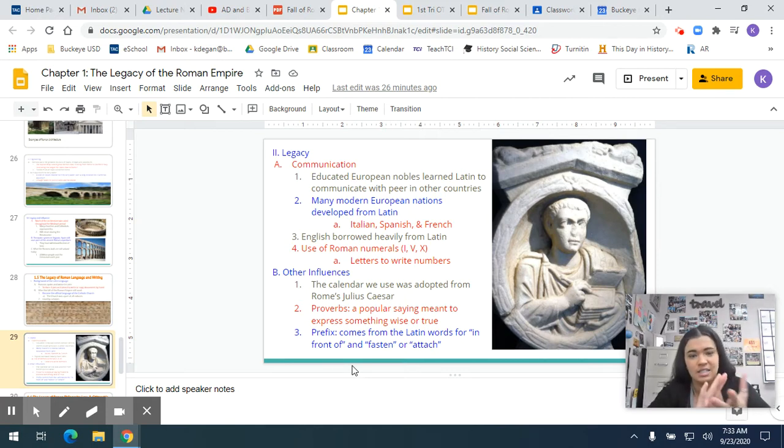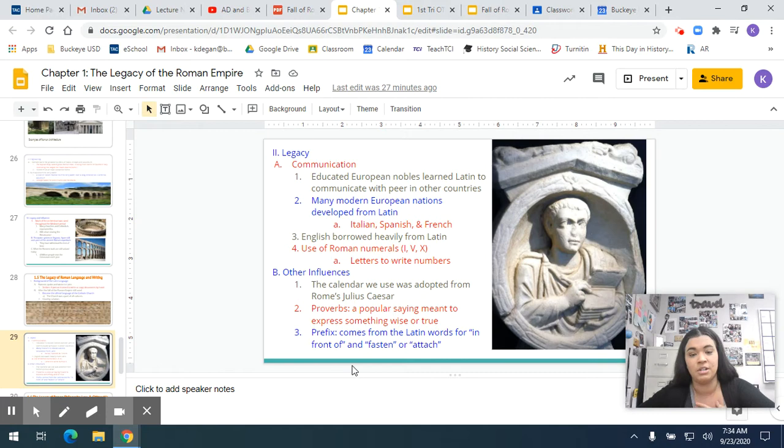Communication. So the legacy, the communication: educated European nobles learned Latin to communicate with peers in other countries. It was the language of academia, which is higher education, and we'll talk more about that as we move through this. But modern European nations' languages develop from Latin: Italian, Spanish, French. A lot of our words come from all three of those places as well as Old English and Germanic languages. It's this crazy mix, and that's why learning English is so hard if it's your second language. English borrowed heavily from Latin as well.